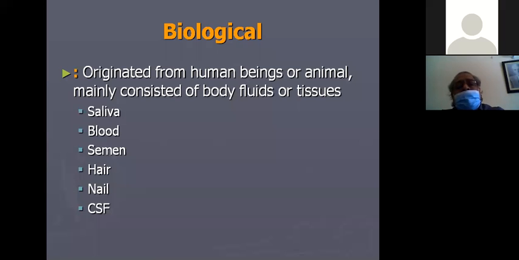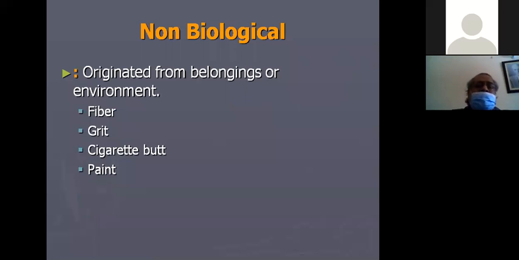Biological evidence originates from human beings or animals, and mainly consists of body fluids or tissues like saliva, blood, semen, hair, nail, cerebrospinal fluid, and non-biological items are those originating from the environment, like any fiber, grit, cigarette butt, paint, dust.